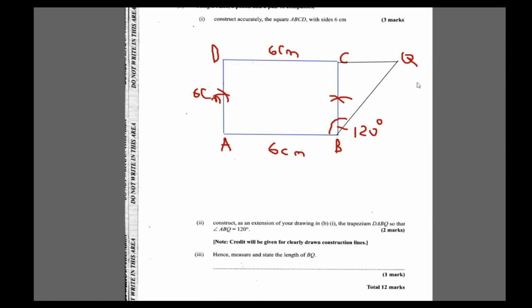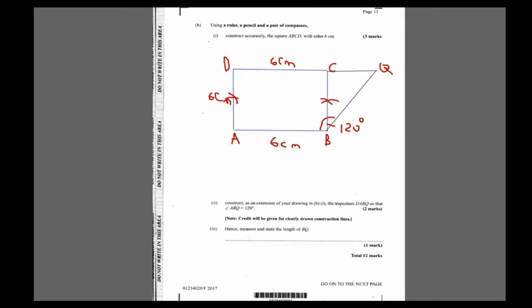So in my estimation, I think you should get your answer. This length BQ right here should be somewhere between 7 and 9 centimeters. As I said, use your ruler to measure this line BQ. It will be somewhere between 7 and 9 centimeters. That's that. That takes care of I and II, and you need to just measure this line.